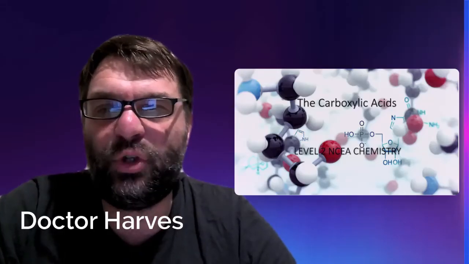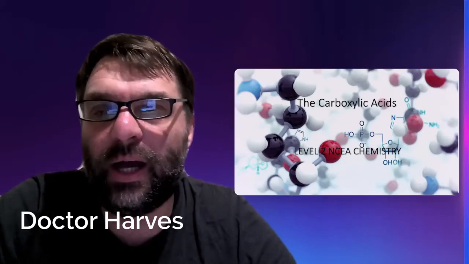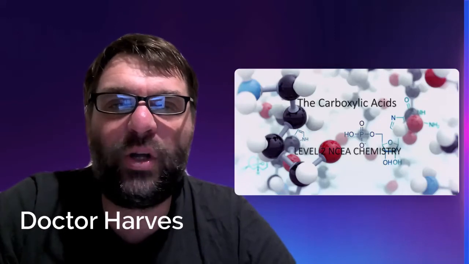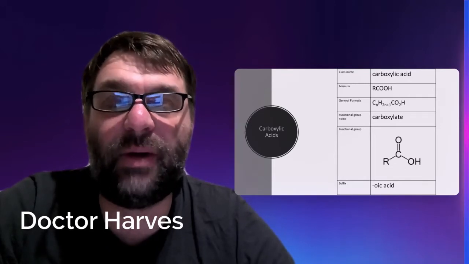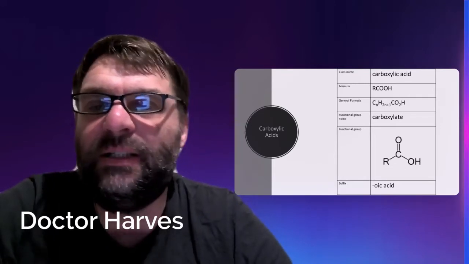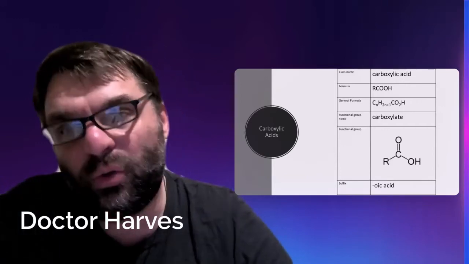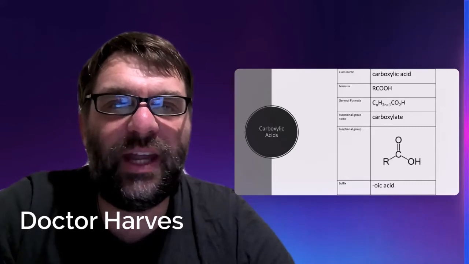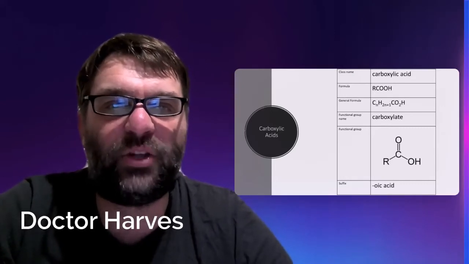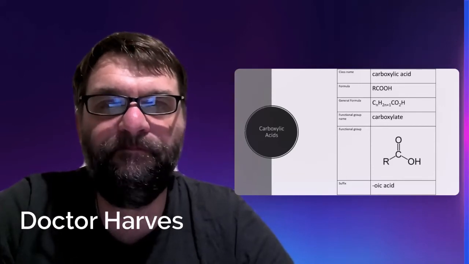So welcome back, Level 2 NCEA Chemists, finishing off the organic compounds external, looking at the carboxylic acids. So in terms of the carboxylic acids, the class name is, of course, the carboxylic acids. The formula is RCOOH, where R can be an alkyl group or a hydrogen. The general formula is CnH2n+1COOH, where n is the number of carbons.